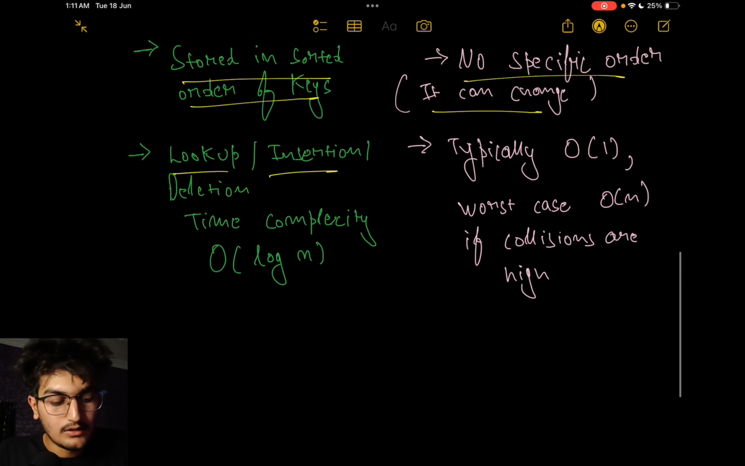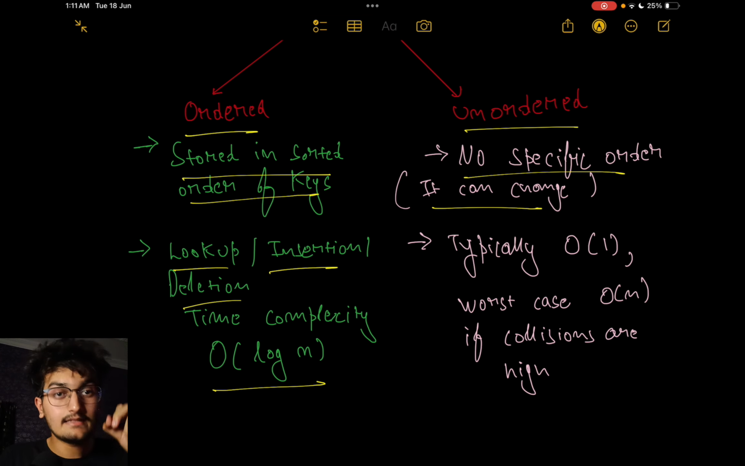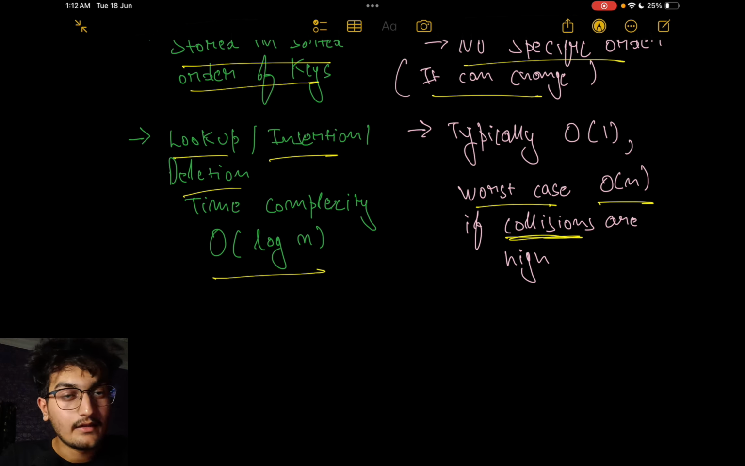Now, the lookup, insertion and deletion time complexity inside the ordered map is generally of big O of log n. And inside the unordered map, this time complexity typically is big O of 1. In the most cases, it is big O of 1. But in the worst case, the thing to remember is it is big O of n. And now why? Why big O of n? Because it depends upon collisions. And if the collisions are high, then the time complexity turns out to be high. And now the topic collision is out of the scope of this tutorial. But if you guys want to know more about collisions, then you can obviously read about it.